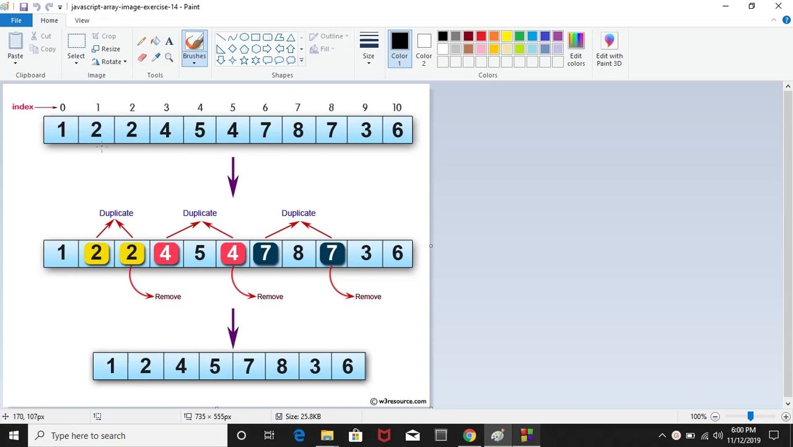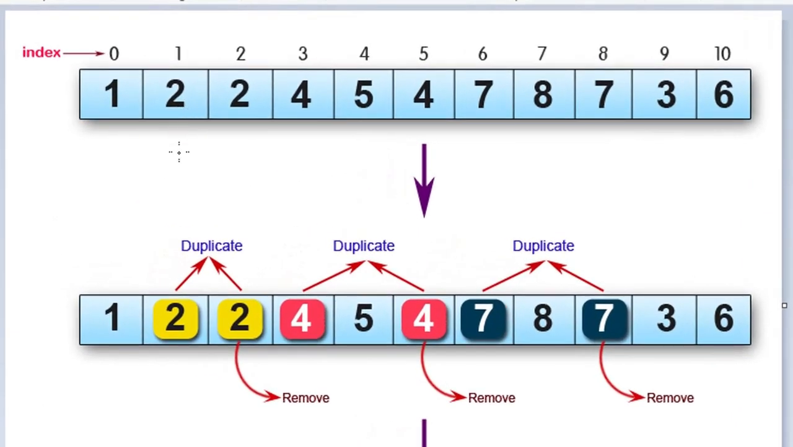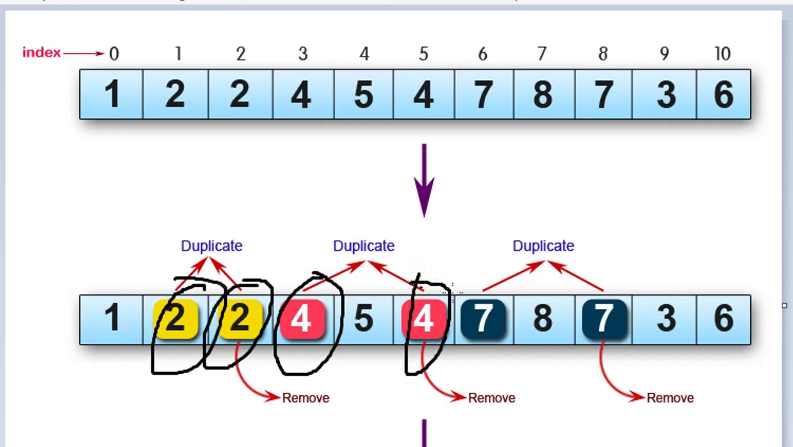Now look at this. What are the duplicate elements? Here as we can see 2, 2. 2 comes twice. Also 4, 4 comes twice, and 7 and 7. These are the elements that are duplicates. Here see 2, 2, 4, 4, 7 and 7.